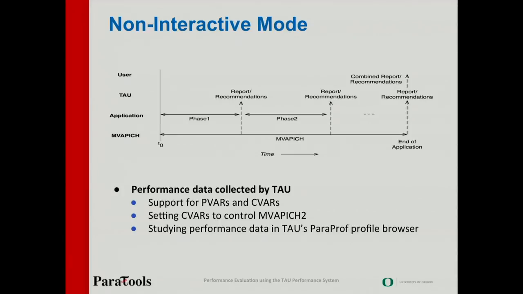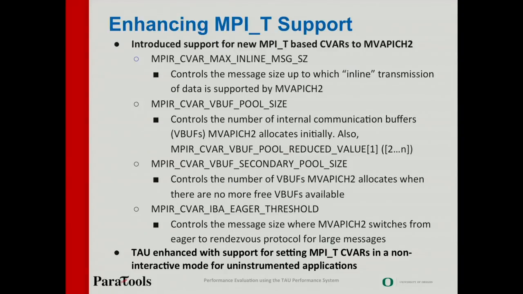So you can have this report recommendation come out at different phases of your code, and then look at the overall execution with TAU and do the control of your program. Here are some examples of how we include the control variables and what they can change. In the first case, you can look at the maximum inline message size, up to which the inline transmission of data is supported by MVAPICH 2.